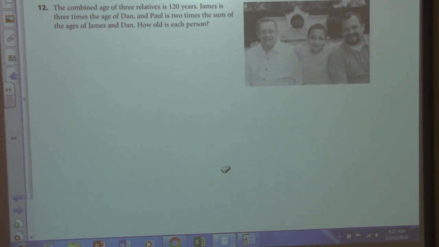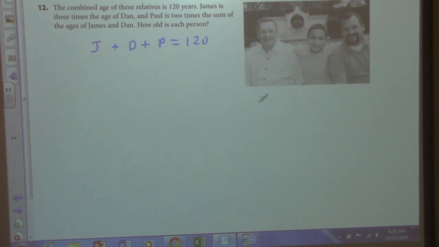Hold on. Okay, I don't know how to set it up. You don't know how to set it up? It's just like the other one. James is 30, Dan is 10. I set mine up and I got that part, but I don't have the other one. I'll do J plus D plus P equals 120, right?